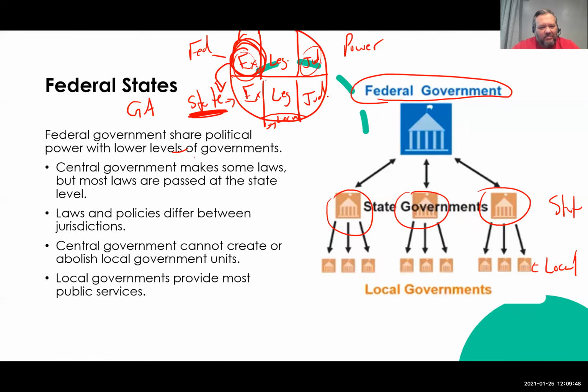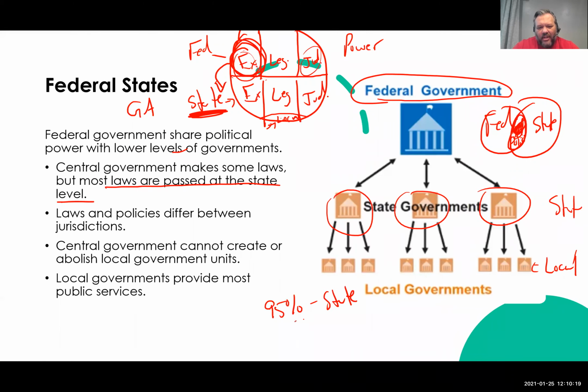So anyway, that said, the federal government shares political power. So here's the federal, here's the state. So these would be federal powers, here's state powers. And then there are some in between, like education, not education, I'm sorry, policing and taxing and things like that. So they do share some powers, but central government makes some laws. Most laws are passed at the state level. Just to give you a sense here, out of all the court cases, 95% are held at the state level, 5% at the federal level. So most of the laws that we live by are state laws.